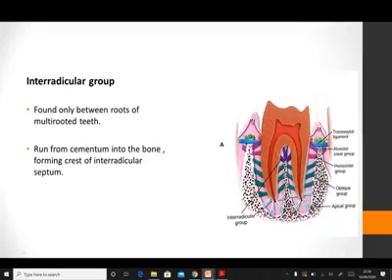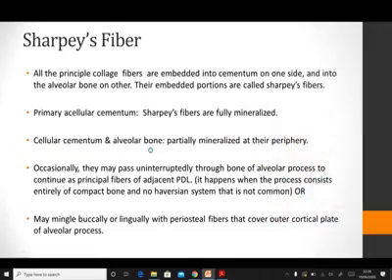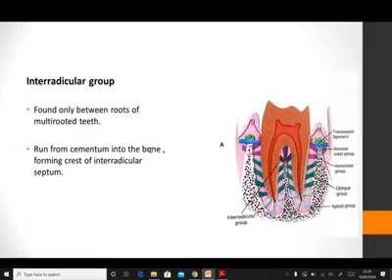It originates from the cementum in the interradicular region and gets inserted into the interradicular bone. The interradicular bone is basically the bone separating the two roots, the interradicular septum basically. So this is your interradicular group. This was all about the principal fiber system of the periodontal ligament.